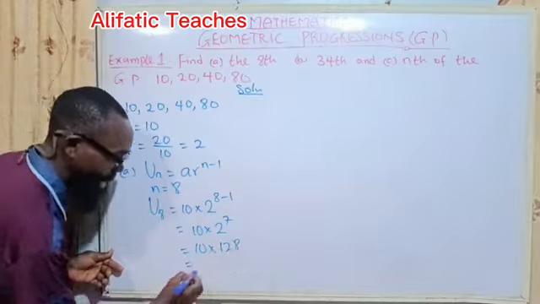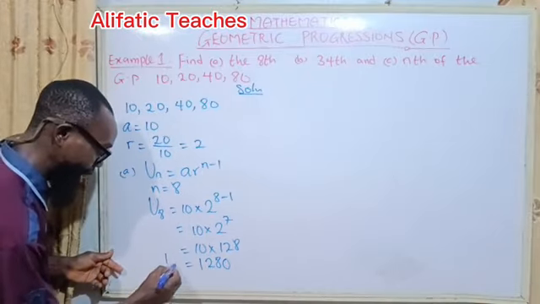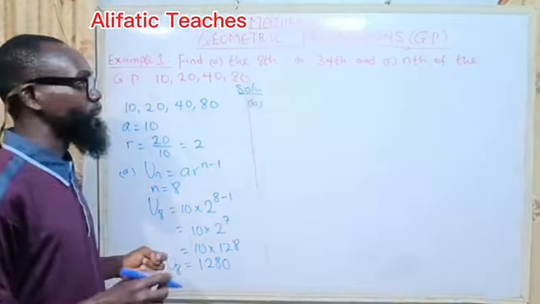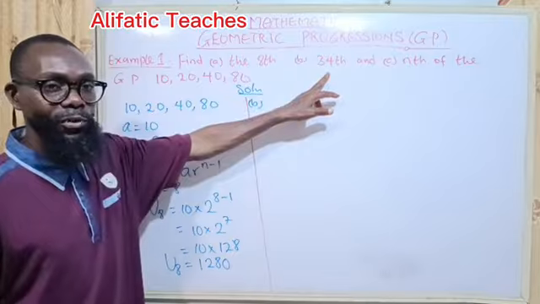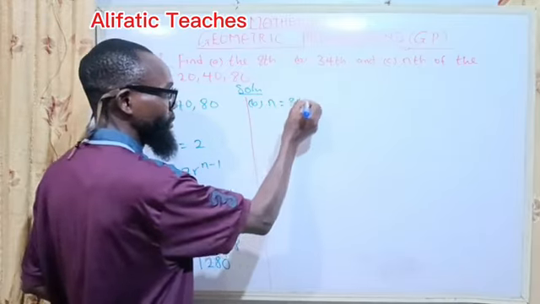So when you multiply, we have 1280. So our 8th term is 1280. Question B, the 34th term. That is when n equals 34.